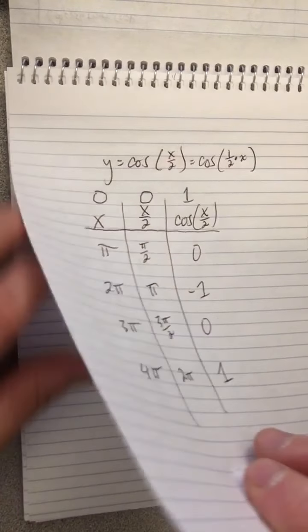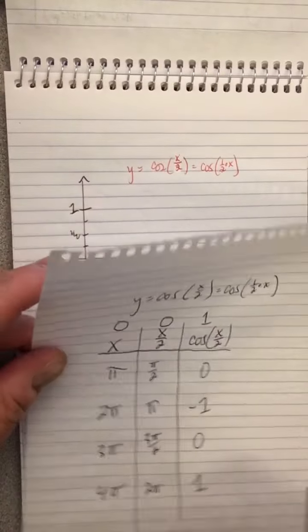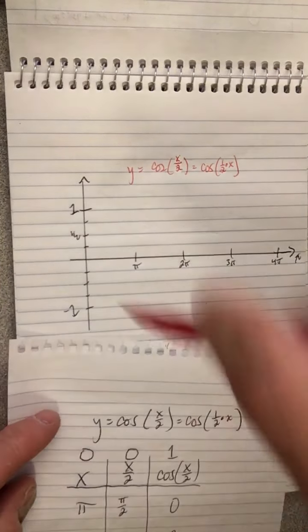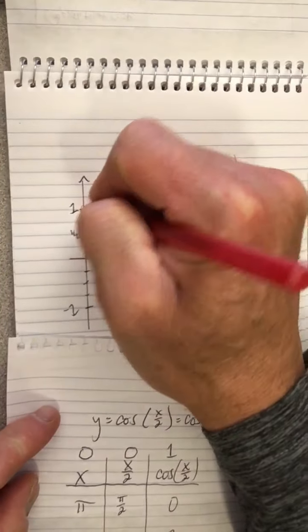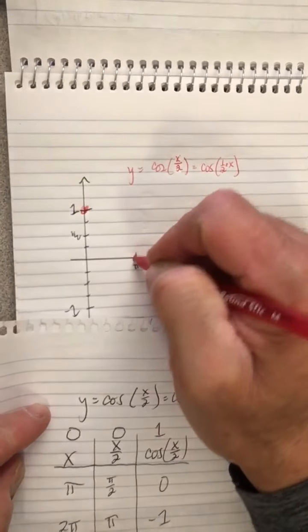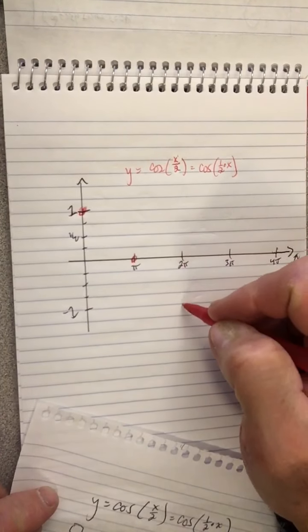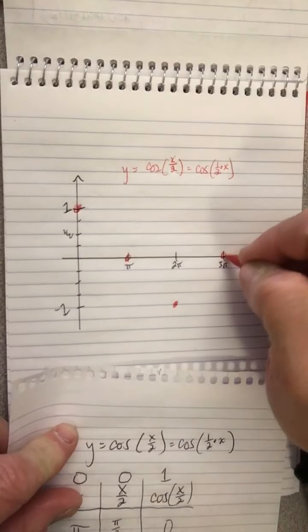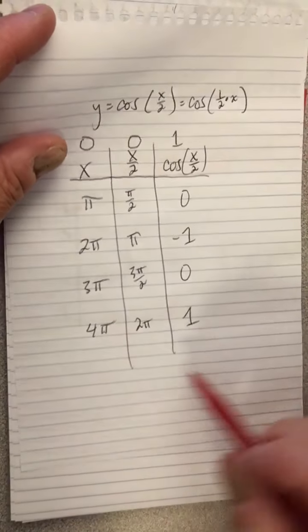So let's use these points and graph the cosine wave. When the input is 0, the output is 1. Input is pi, output is 0. Input is 2 pi, output is negative 1. Here's 2 pi, here's negative 1. Input is 3 pi, output is 0. And input is 4 pi, output is 1.